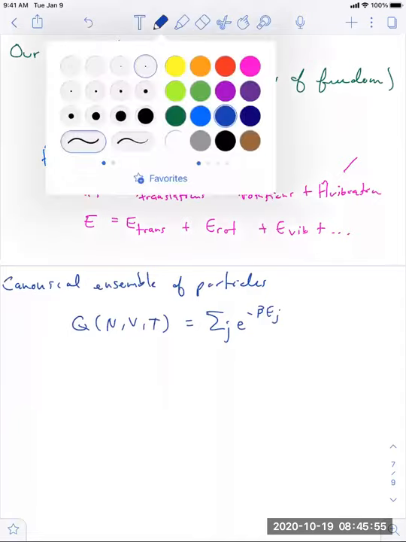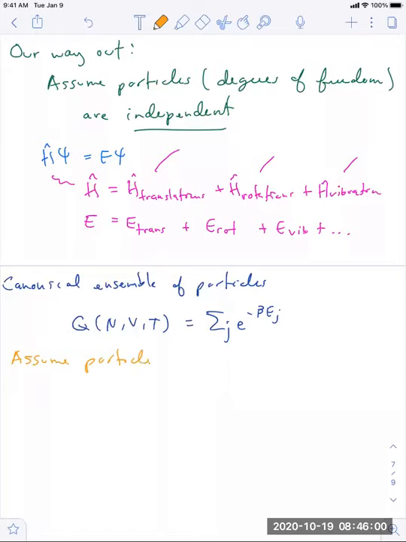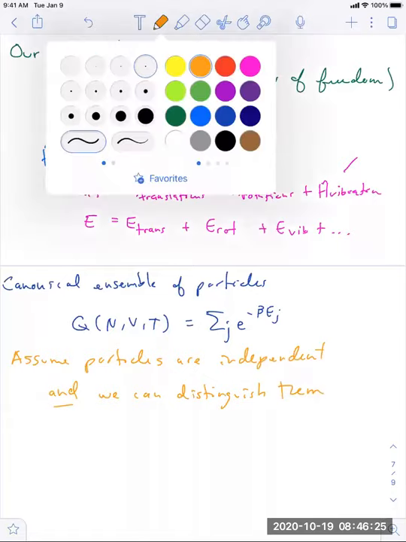And so let's say that these particles are independent, and we can distinguish them. So I could look into this box at any time and say, okay, that's particle A, that's particle B, and so forth. So if this is the case, I can rewrite the partition function.